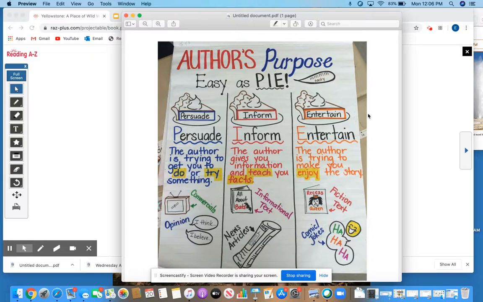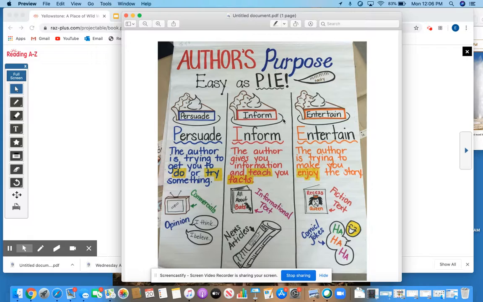Another reason that authors write is simply to inform. So to teach you something. The author gives you information and teaches you facts. When you were authors of your nonfiction chapter books that we wrote before school closed, you all were writing to inform. You researched an animal, you wrote a whole book all about that animal. You weren't writing that to convince me to like that animal. You weren't persuading me. You were simply writing to inform or teach me about that animal.